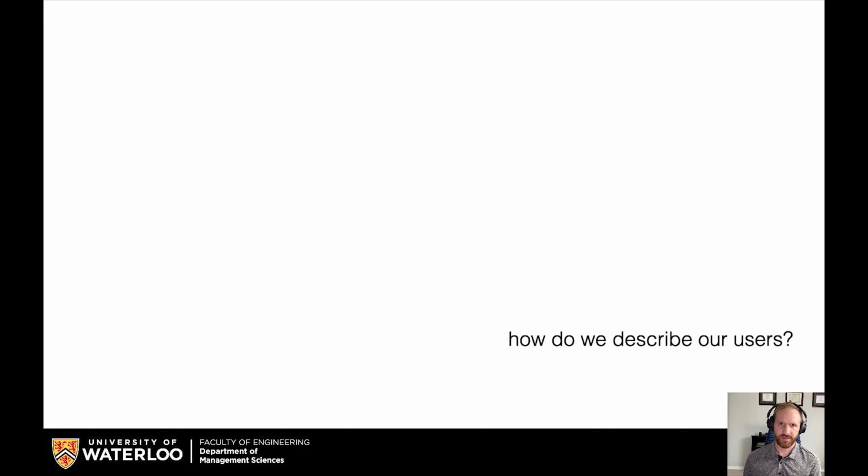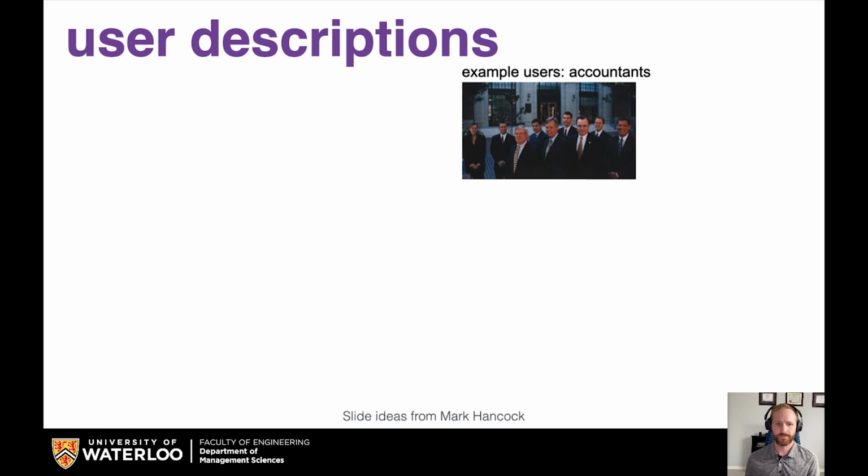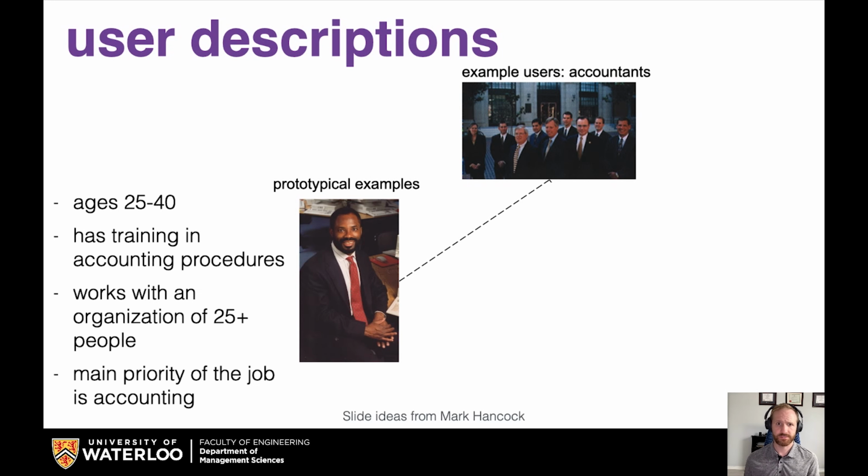First, we might think about how we describe these users. One idea is to describe user groups by defining different groups and characteristics and what distinguishes them apart. So for example, if you're building a system that supports accountants, you might define a group of prototypical accountants. This might be people who are aged 25 to 40, they have training in accounting procedures, they work in an organization of 25 plus people, and accounting is the main priority of the job.